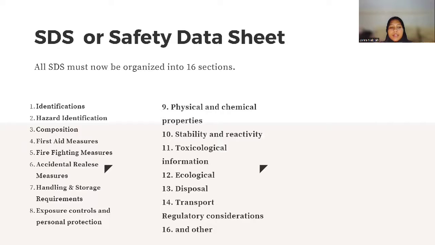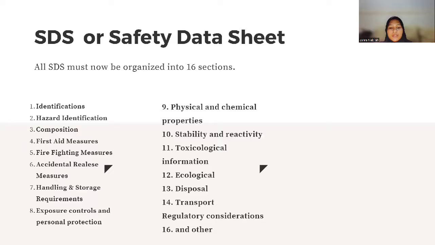Section 12. It is ecological. Sections 12 to 15 are not mandatory, but you should at least be familiar with them. Section 13, disposal. Section 14, transport. Section 15, regulatory considerations. Section 16 is for any other pertinent information. This is where you'll find the date that the SDS was prepared along with the last known revision.